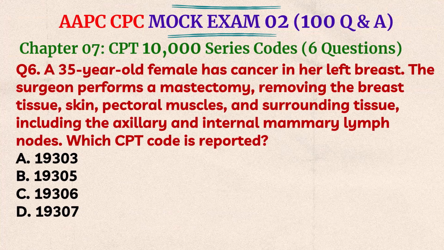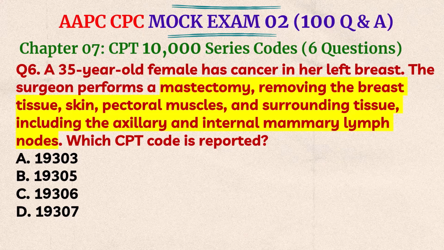Question number 6. A 35-year-old female has cancer in her left breast. The surgeon performs a mastectomy, removing the breast tissue, skin, pectoral muscles, and surrounding tissue, including the axillary and internal mammary lymph nodes. Which CPT code is reported? So there are 4 CPT codes available, all are adjacent codes. Take your CPT code book and find the answer.